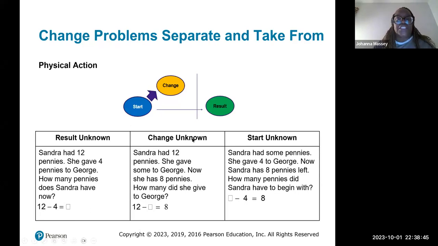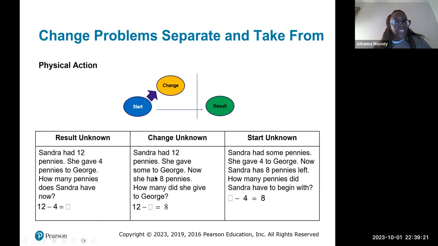Then we have change unknown. Sandra has 12 pennies. She started off with 12 pennies. She's giving some to George. We don't know. Now she has 8 pennies left. How many did she give to George? Then we have start unknown. Sandra had some pennies. She gave 4 to George. Now Sandra has 8 pennies left. How many pennies did Sandra have to begin with? See, right here, that's where your start is unknown.